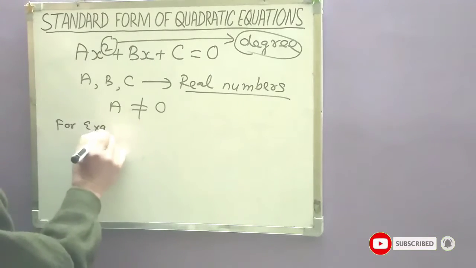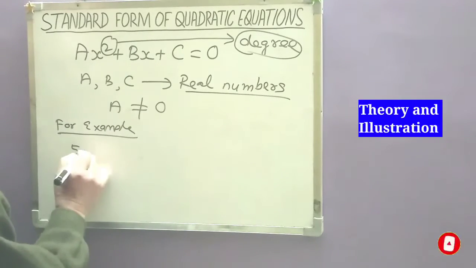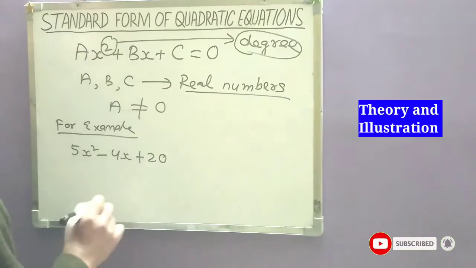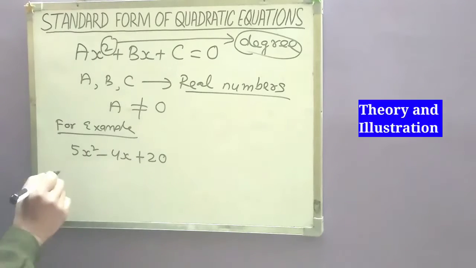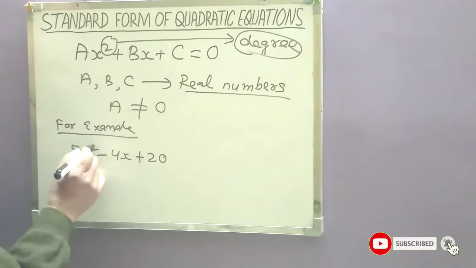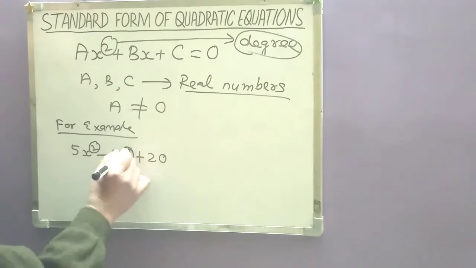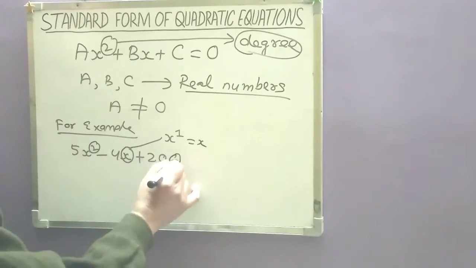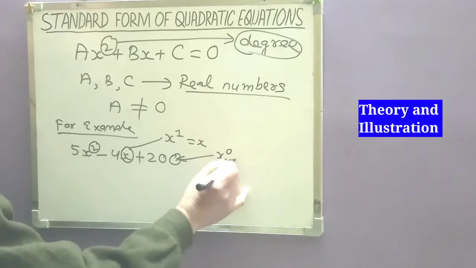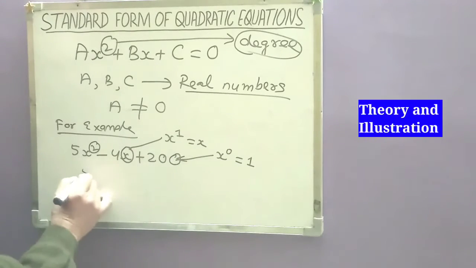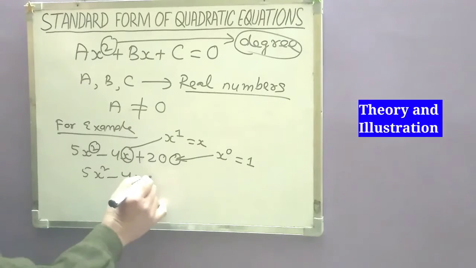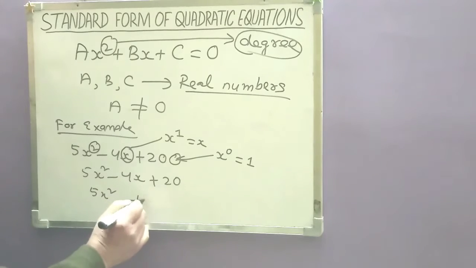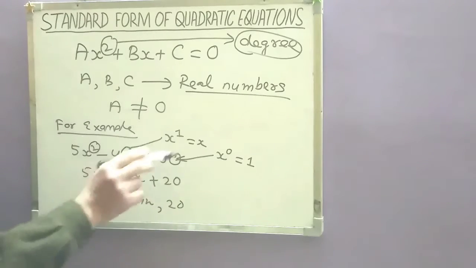The degree of a quadratic polynomial is 2 and the terms are arranged in the descending order of their degrees. For example, in the quadratic polynomial 5x² − 4x + 20, there are 3 terms and the degree of this polynomial is 2. The power of the first term 5x² is 2. The power of the second term −4x is 1. And the power of the constant term is 0, because x to the power 0 equals 1. The 3 terms are arranged in the descending order of their degrees, that is, the powers of x are in descending order.